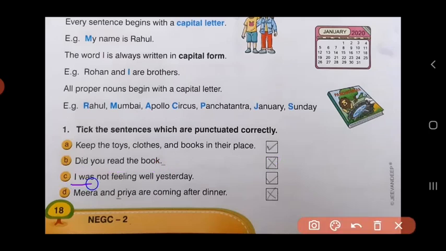C. I was not feeling well yesterday. Start of the sentence I is capital and the sentence ends with a full stop. So it is correct. D. Meera and Priya are coming after dinner. Meera is a proper noun and the start, so M is capital. But if you see Priya, Priya is also the name, so it's a proper noun. So P over here should be capital P. And that's why this sentence is not correctly punctuated.